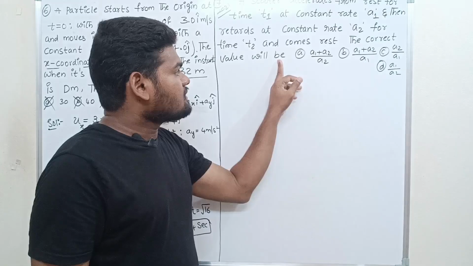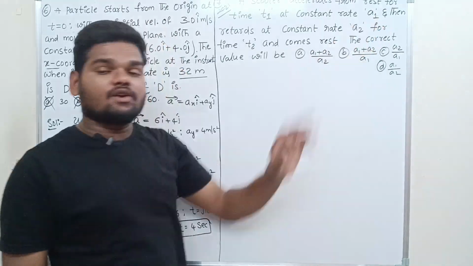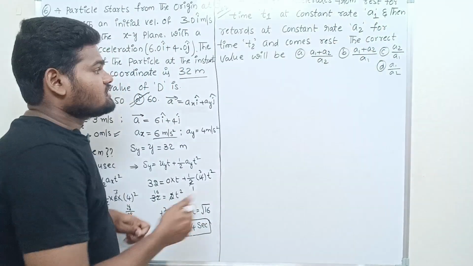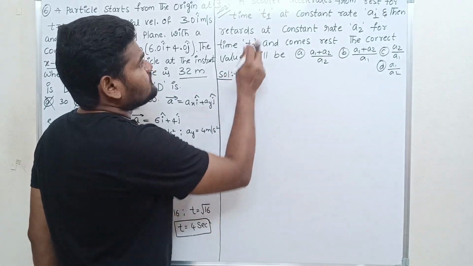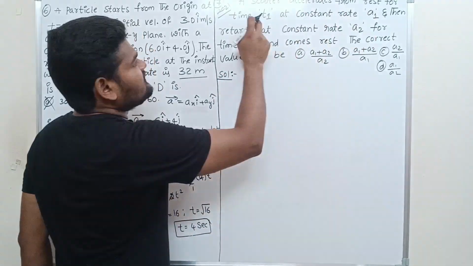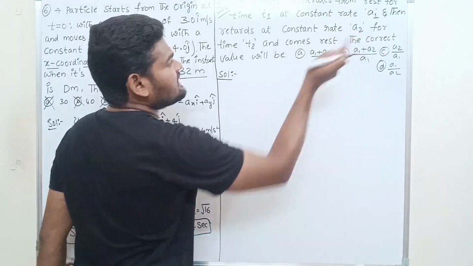Then the correct value will be. So we have to find the relation for these two accelerations. Have a look. Solution. I'm just drawing the diagram based on the given information. A scooter accelerates from rest for a time t1 at a constant rate of a1.